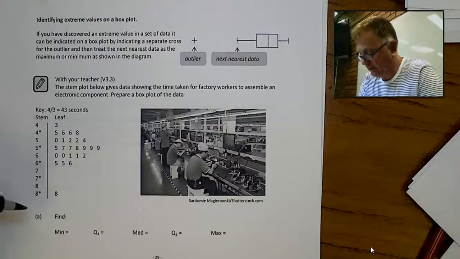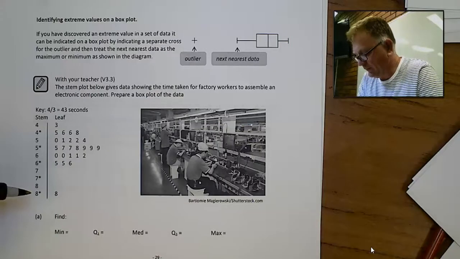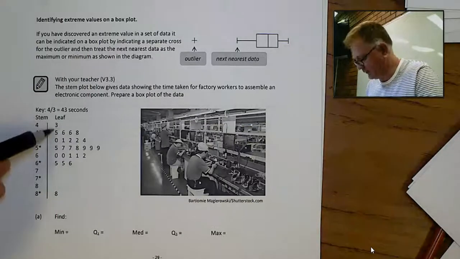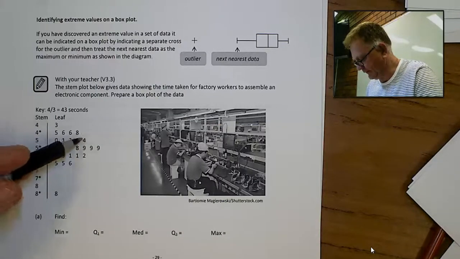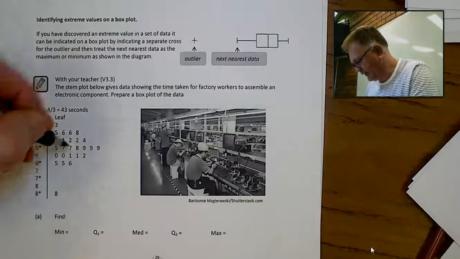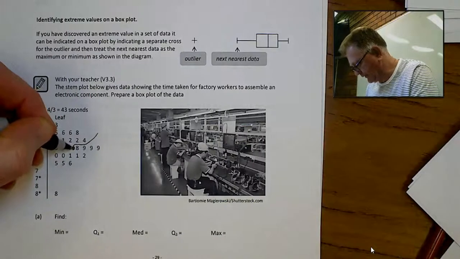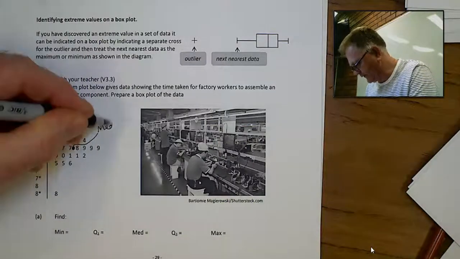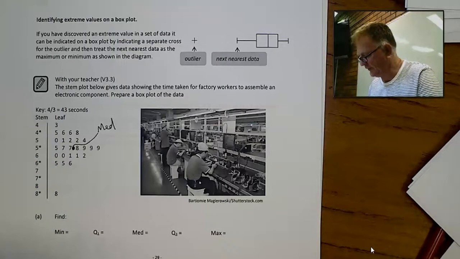Now we can probably work this out without our calculator pretty easily. There's 26 pieces of data here, so the median would be the 26 plus 1 over 2, the 13.5th score. 1, 2, 3, 4, 5, 6, 7, 8, 9, 10, 11, 12, 13. That means the median would fit in between right here, in between 57 and 58, which is 57.5.